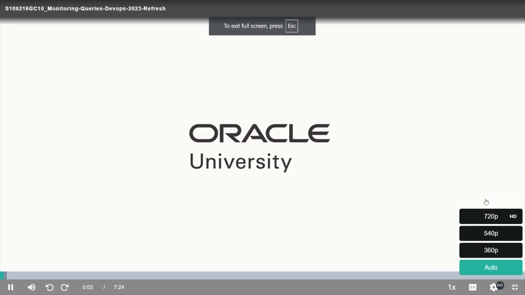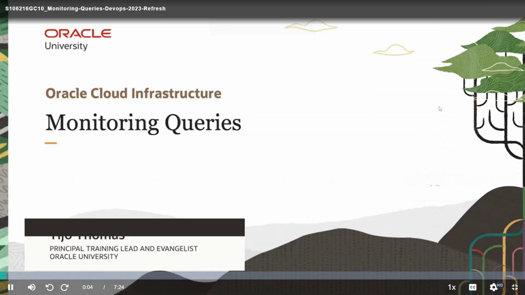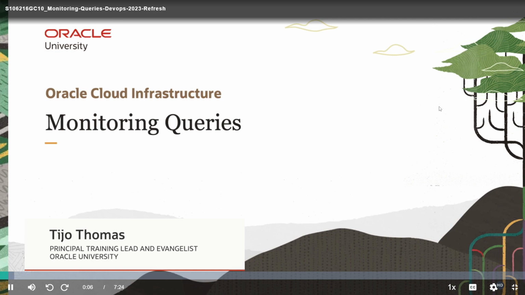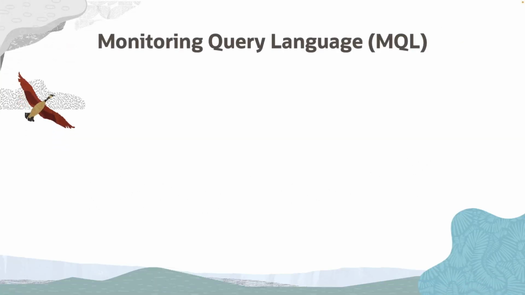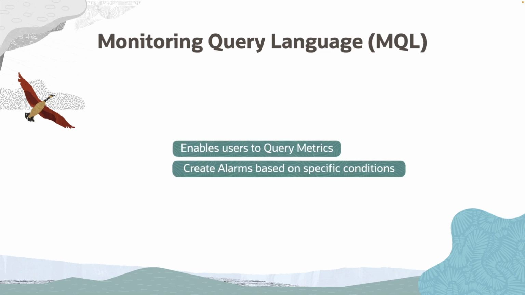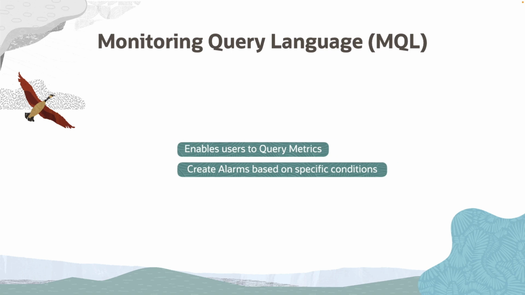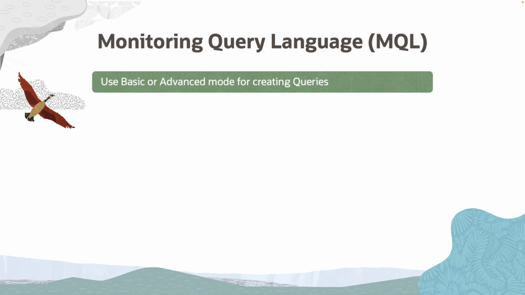Welcome back. Let's now learn about monitoring queries. Monitoring Query Language, or MQL, is a simple, powerful language that enables users to query metrics and create alarms based on specific conditions. There are two modes in the OCI console where you can create these queries: the basic mode or the advanced mode.